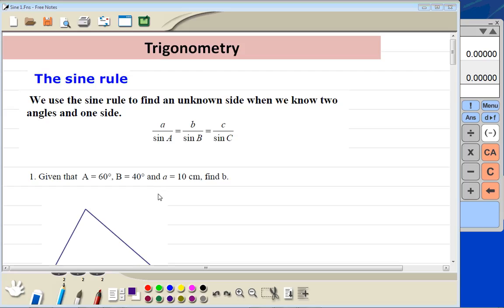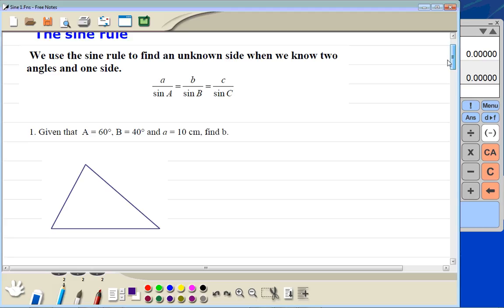Trigonometry, the sine rule. One situation is when we know two angles and one side, we can use this rule. And when we're finding a side, we write the sine rule in this form. The side A divided by sine of angle A equals side B divided by sine of angle B equals side C divided by sine of angle C. Now we show this idea through this example.